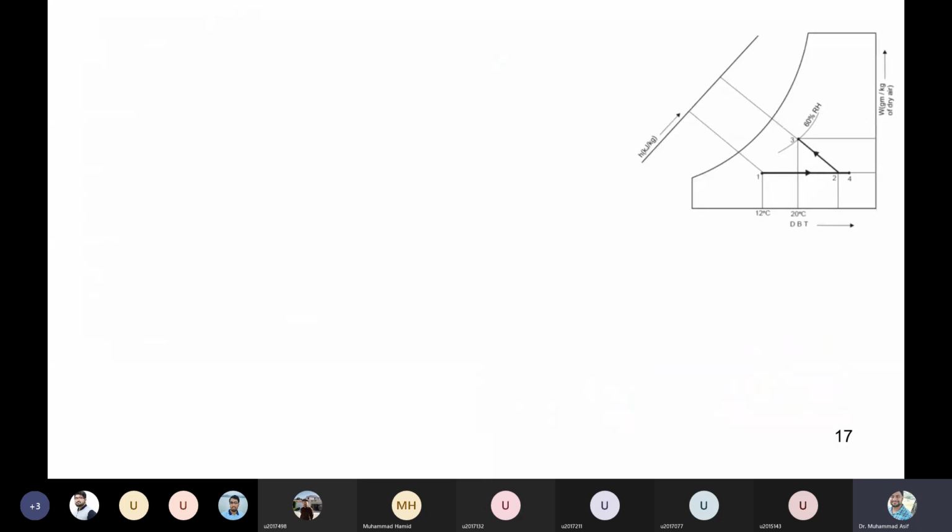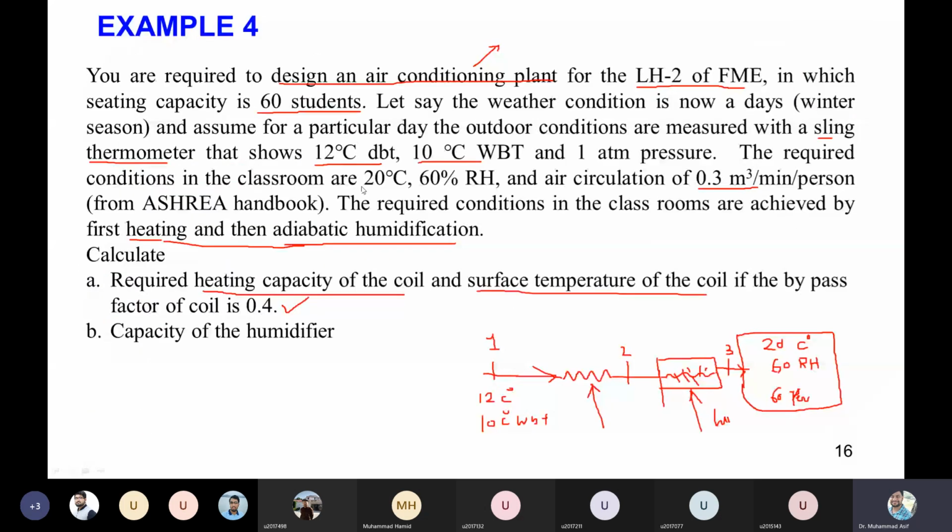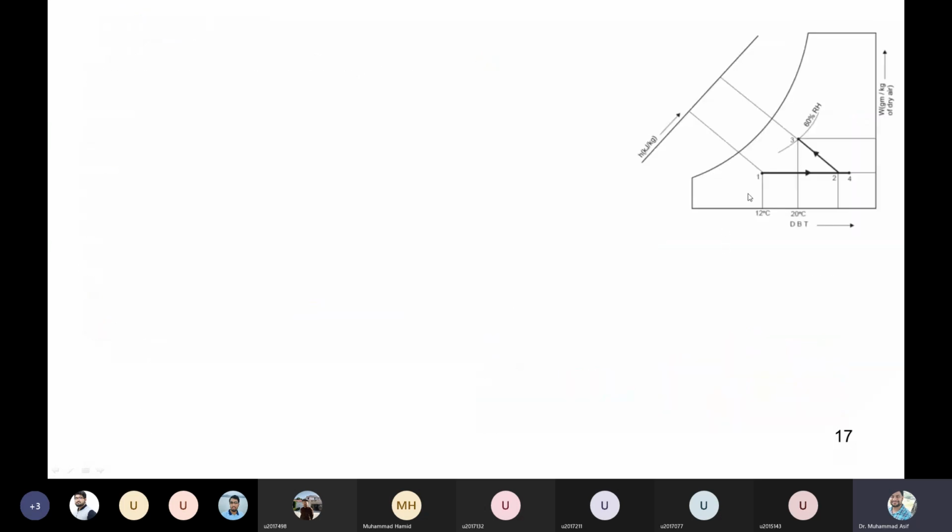So let's try to solve. First of all, we can locate the situation. We know the outdoor condition with the help of the sling thermometer: 12 degrees C dry bulb temperature and 10 degrees C wet bulb temperature.